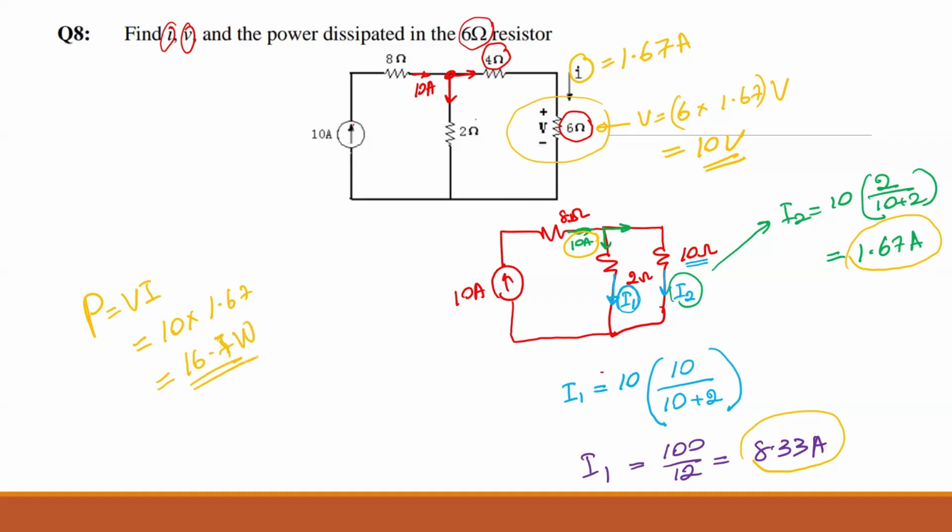All good. Yeah, I think I misread it because I was trying to find I, V and power just from that one resistor. Ah, okay. Anyway, that was good. That was very good.